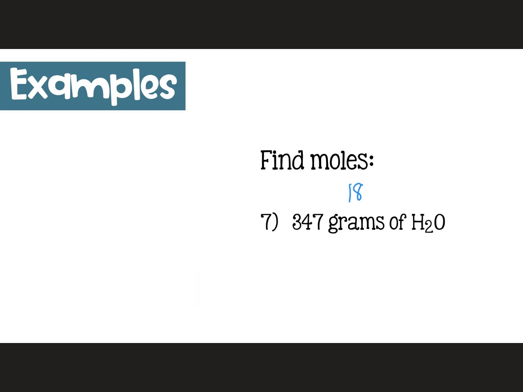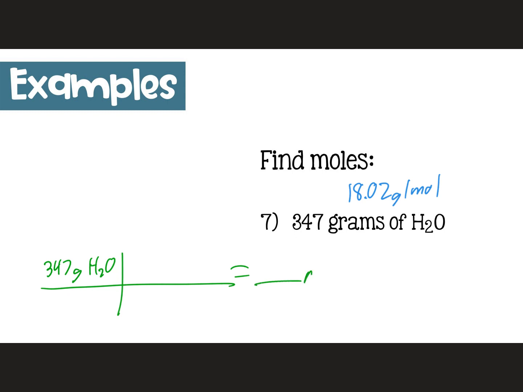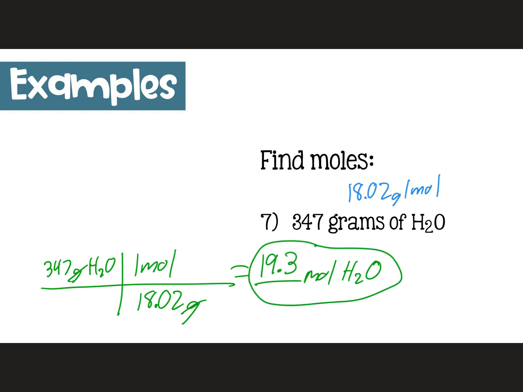In number 2, we figured out that the molar mass of water is 18.02 grams per mole. So we can go ahead and set up our chart. 347 grams of water equals blank moles of water. And then we can use that molar mass to calculate the number of moles. So since grams are on top, we want 18.02 grams on bottom so that the grams cancel out, which means that the 1 mole will go on top. Divide 347 by 18.02 to get 19.3 moles of water.